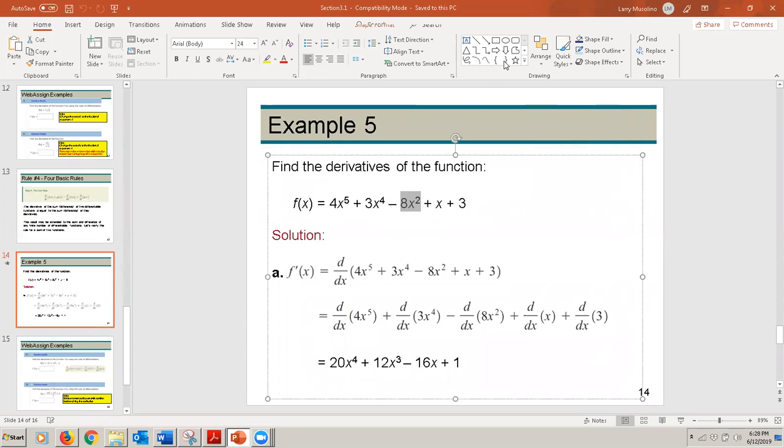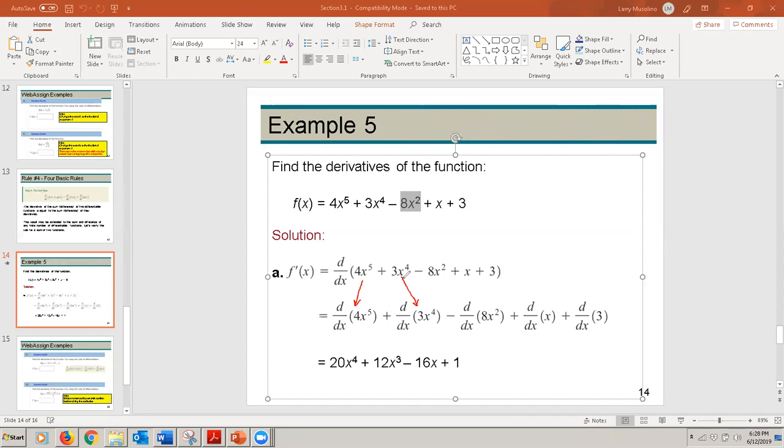So I can really think of it as taking the derivative separately of each one of these. So I'm going to take the derivative of 4x to the 5 separately, derivative of 3x to the 4 separately, and so on. Now, sometimes you might not write it out like that just to save a little bit of time. But really what you're going to end up doing here is taking the derivative separately of each one of these 4 terms.